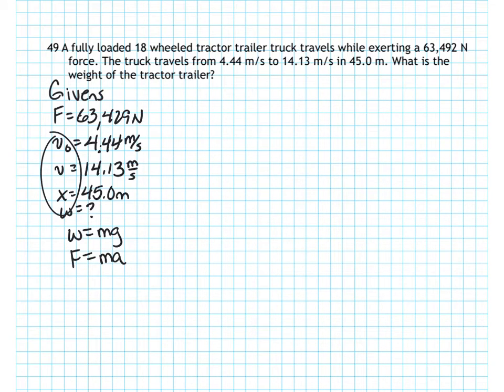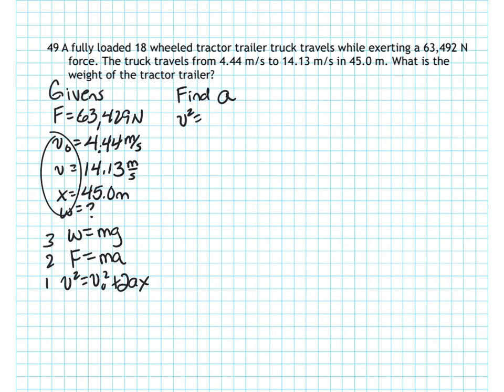And then I use kinematics. I've got v naught, x, and I'm looking for a. So that means I'm going to use the equation v squared equals v naught squared plus 2ax in order to find the acceleration. But when I do this, I'm going to do it backwards. I'm going to start at the bottom and work up. So the first thing I'm going to do is find the acceleration.